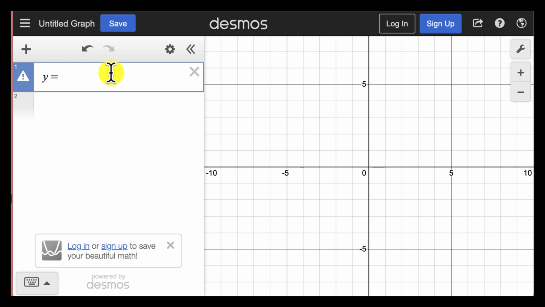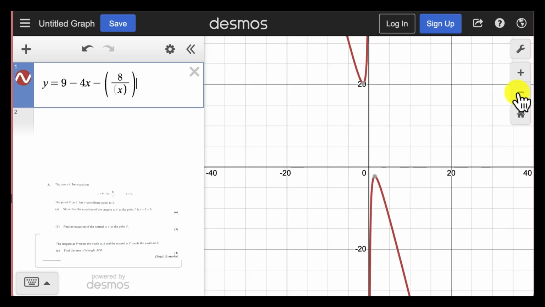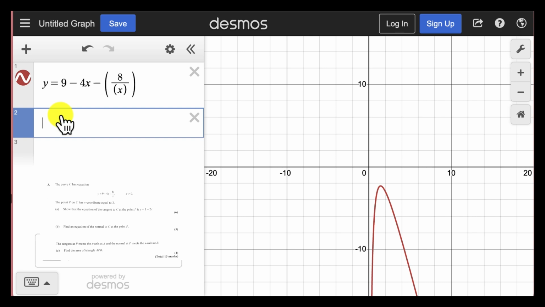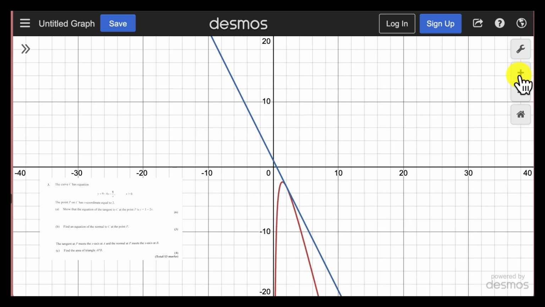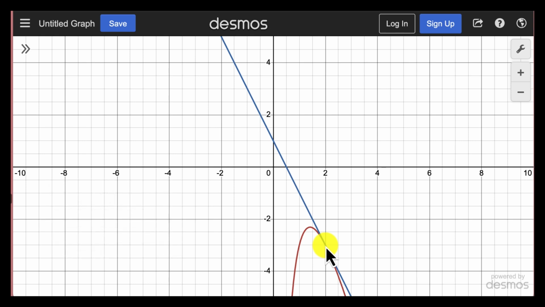So y equals 9 minus 4x minus, and note I'm putting the 8 over x in brackets. So here is my first reciprocal function, which makes sense given my knowledge of graphs. And I'm also going to enter the one that I need to show, the tangent. And here's the tangent in the blue line, and we've got the function with the red line, and it says it crosses at the point x equals 2, or the tangent touches the curve at this point here. So our gradient of the tangent, remember, will be the same as the gradient of the curve at this point. So this gives me a little bit more of an understanding.